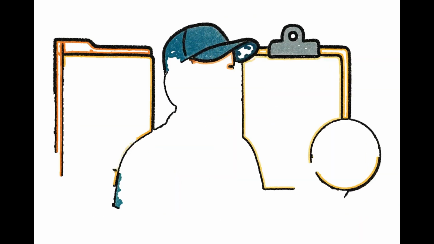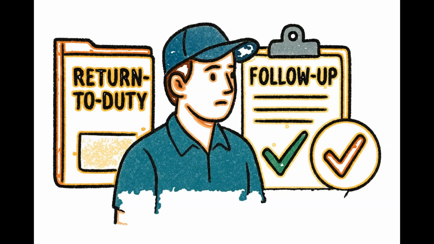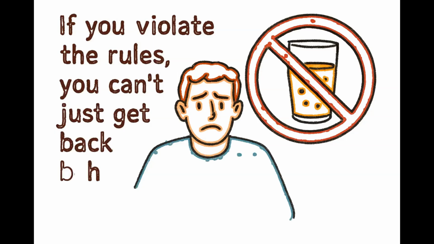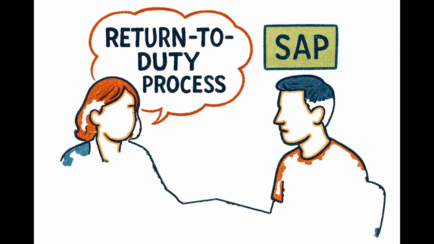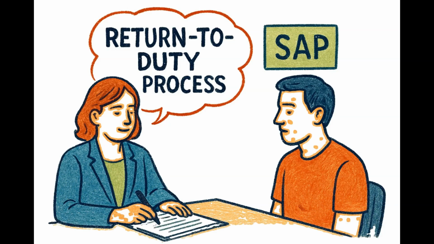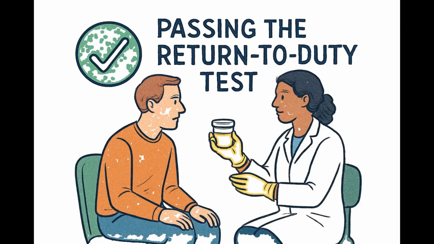The final two testing types, return to duty and follow-up, apply after a driver has had a drug or alcohol violation. If you violate the rules, you can't just get back behind the wheel. You must successfully complete the entire return to duty process, which is overseen by a substance abuse professional, or SAP. The final step is passing a return to duty test.